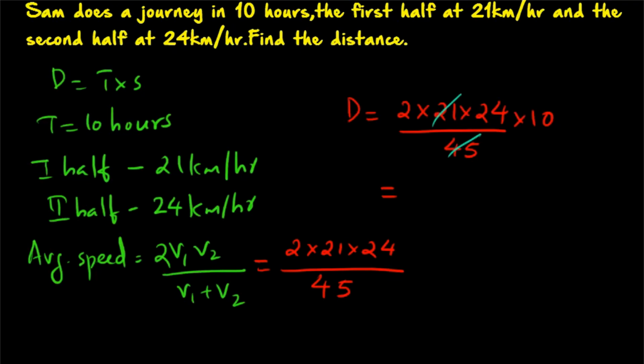So here 7 into 3 and 15 into 3. Then here 2 and 3. Then 8 will come here. So what is your final answer? 7 into 8 into 4. 56 into 4 is equal to 224 kilometers. So that is the distance.